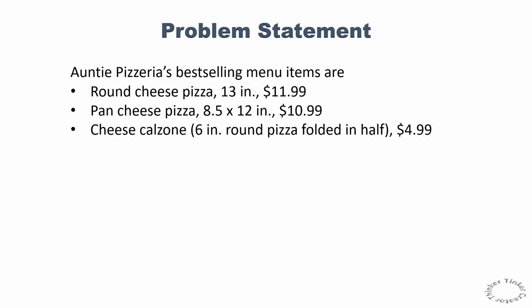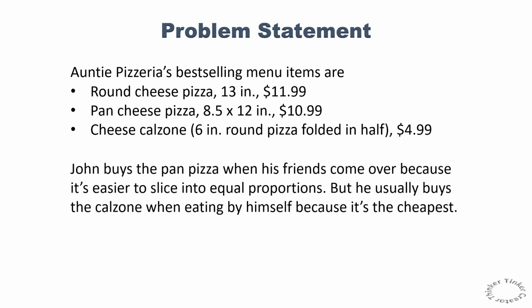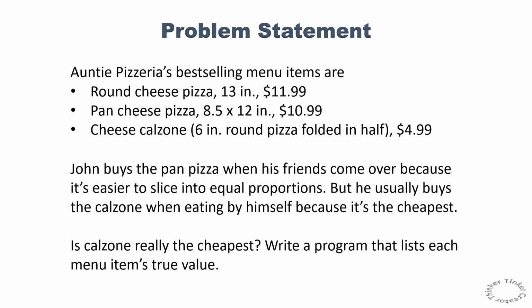Auntie Pizzeria's best-selling menu items are round cheese pizza, pan cheese pizza, and cheese calzone. John buys the pan pizza when his friends come over because it's easier to slice into equal proportions. But he usually buys the calzone when eating by himself because it's the cheapest. Is calzone really the cheapest? Write a program that lists each menu item's true value.